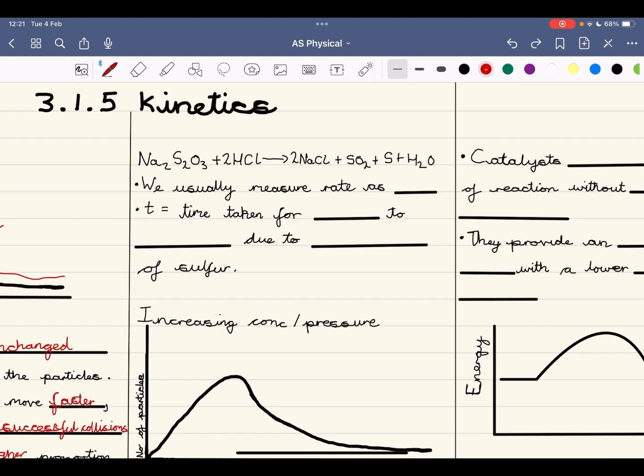Okay, so for this reaction here, we usually measure rate as 1 over time, and t is equal to the time for the cross to disappear due to the cloudiness of sulfur.